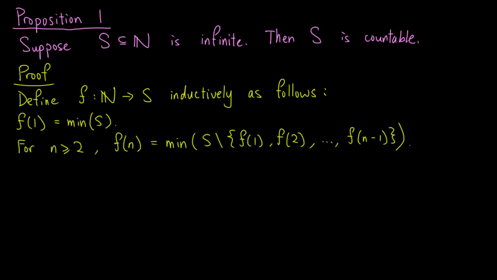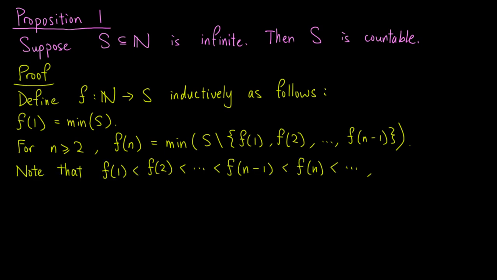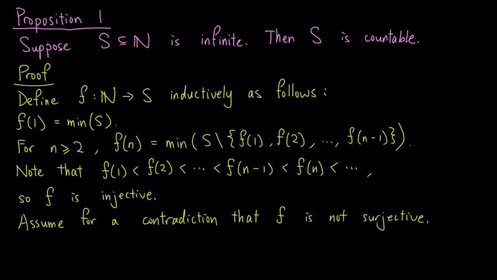For n greater than or equal to 2, f of n is defined to be the minimum of the set S taking away f of 1, f of 2, up to f of n minus 1. So f of n is the minimum element of S except the elements which are already values of f. Note that f of 1 is less than f of 2, is less than f of 3, and so on, where f of n minus 1 is less than f of n in general, so f is injective. Assume for a contradiction that f is not surjective.